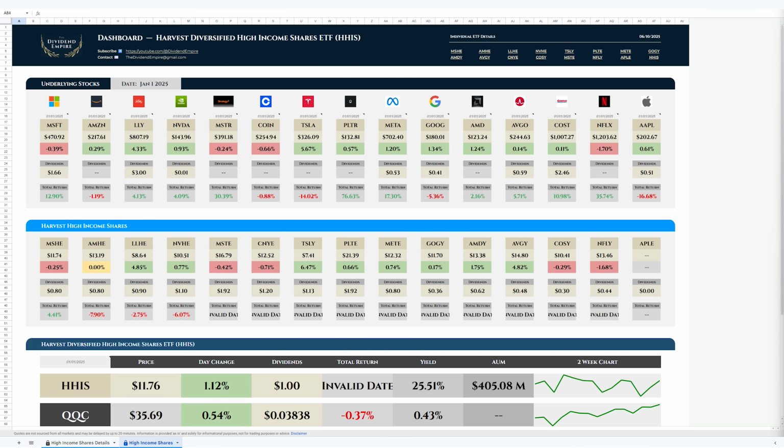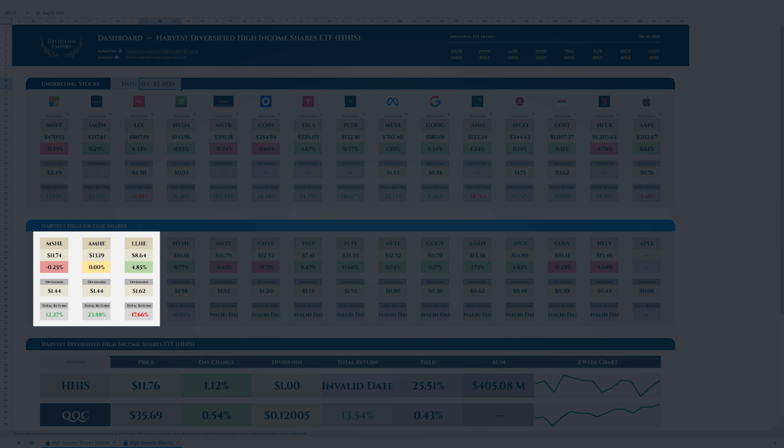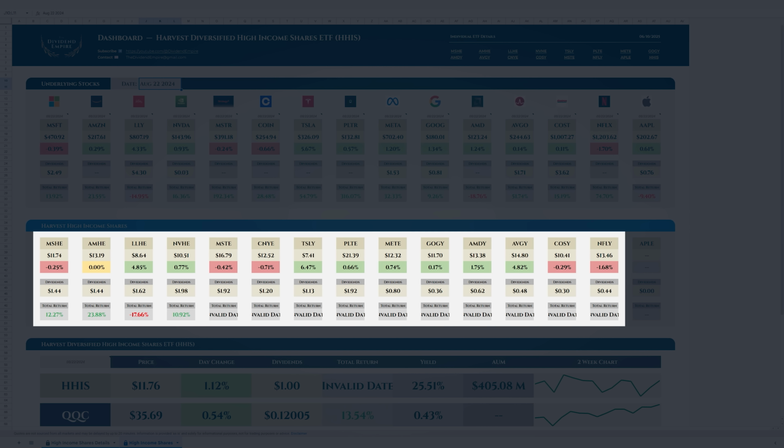Because all these ETFs were released at different times, I'll quickly go through each one of them and give some thoughts. The first group was released on August 22nd, and it consisted of Microsoft, Amazon, Eli Lilly, and Nvidia. The rest of these you'll see update to say invalid date, and that's because they were not released yet, so there is no data available. One more thing to note is that although Harvest ETFs are unhedged, there's still some currency impact that can influence actual total returns because of the stock prices being in different currencies.